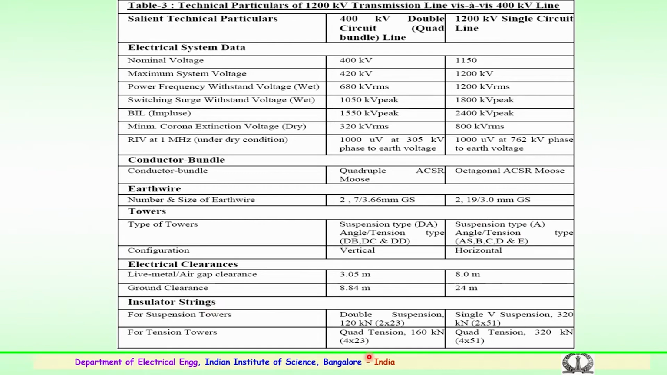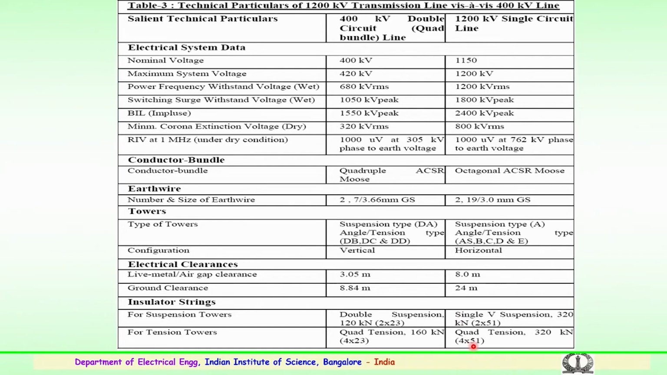Insulator strings: the types of insulator strings employed for both suspension towers and tension towers are as follows. For suspension towers, 120 kilonewton mechanical strength insulators of 2 into 23 insulators. 23 is the number of insulators, 2 strings of 23 are employed, double suspension, 2 vertical suspensions consisting of 23 insulators in each arm. And in case of a single V suspension, we have to consider 320 kilonewton mechanical strength, again with 2 arms of 51 insulators each for 1200 kV.